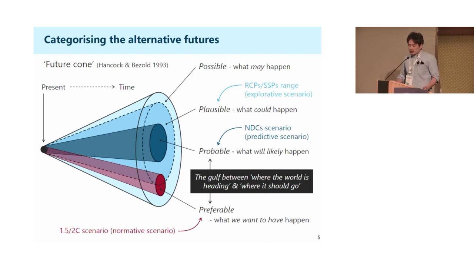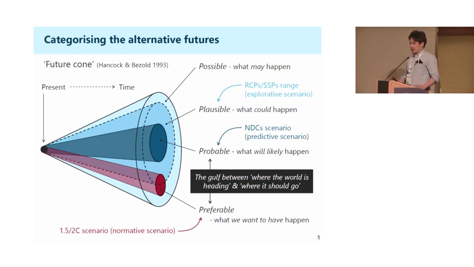I think it is fair to say the IAM community uses the RCP and SSP scenarios to explore possible futures. Maybe RCP 8.5 is considered a potential future, but not a probable one, in terms of the definitions. Still, we could argue this is a possible future. And then the 1.5 and 2 degree scenarios can arguably be considered preferable futures. But when thinking about the feasibility of scenarios, what is important is the probable future, and this is more aligned with the NDC scenarios.